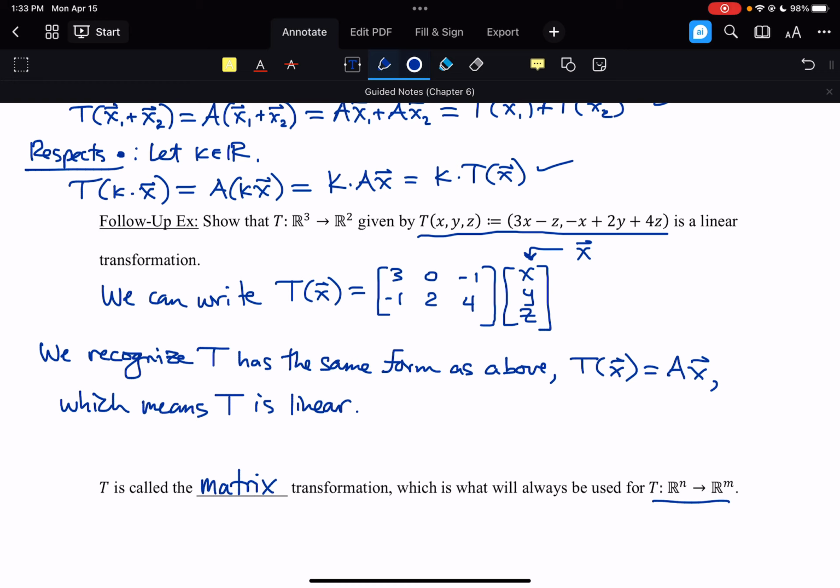So we will see more examples with the matrix transformation in the upcoming sections, but that brings us to the end of section 6.1. That is our introduction into the concept of a linear transformation going between two vector spaces and showing that the transformation respects addition and respects scalar multiplication. And we'll see more of the nuances, more of the applications and the effects that we can do with linear transformations in the rest of chapter 6.